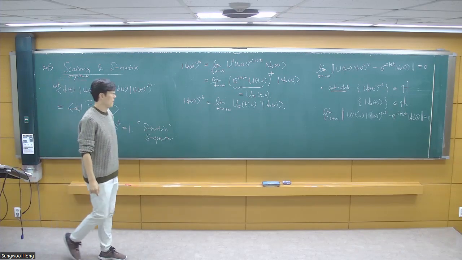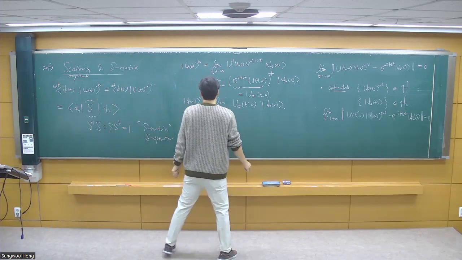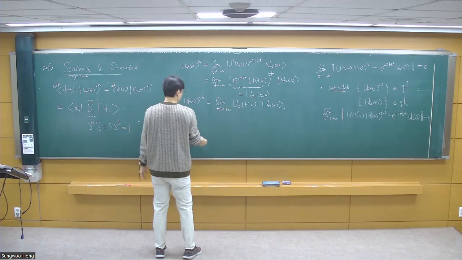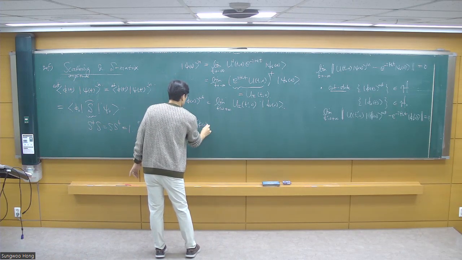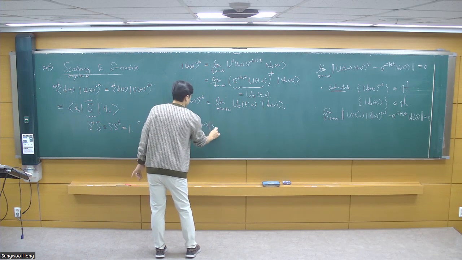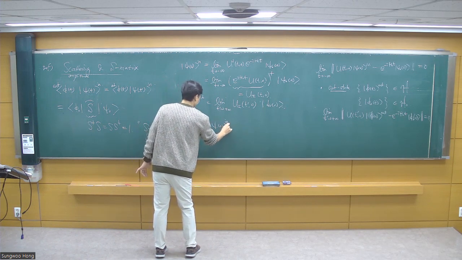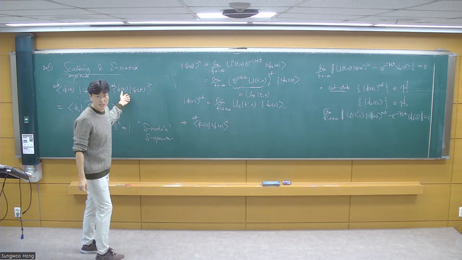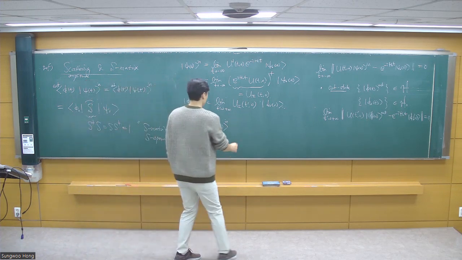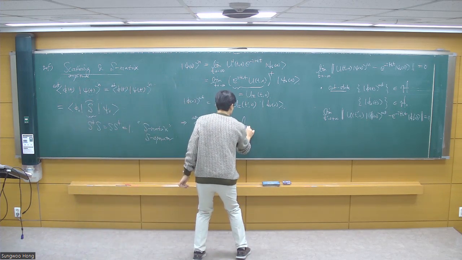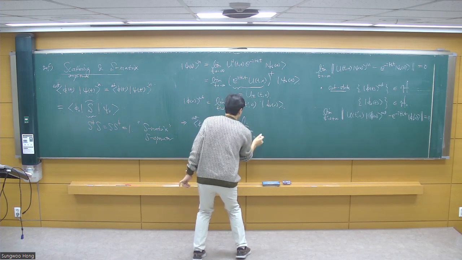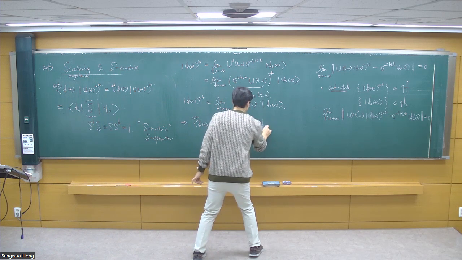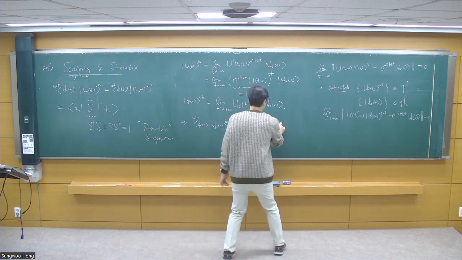So let me just write the scattering amplitude. If I write psi zero out, psi zero in. Remember, it doesn't matter where I compute it. Then there is a limit: t goes to minus infinity, t prime goes to plus infinity.